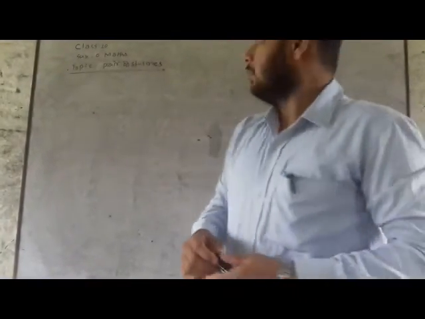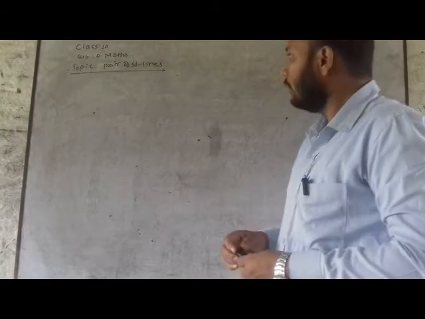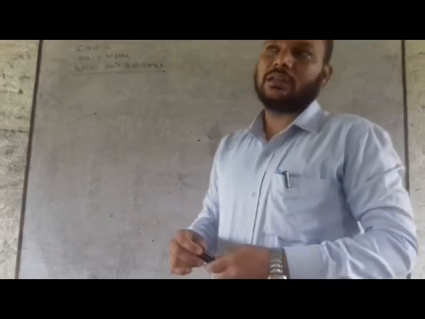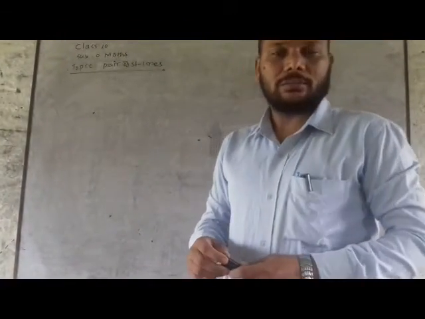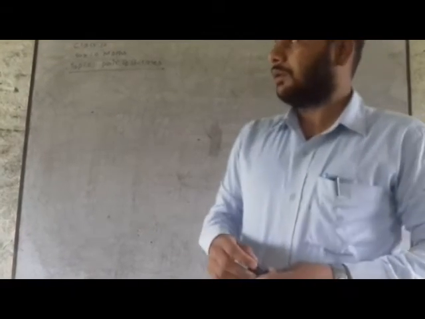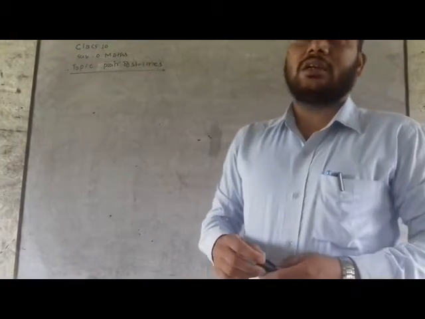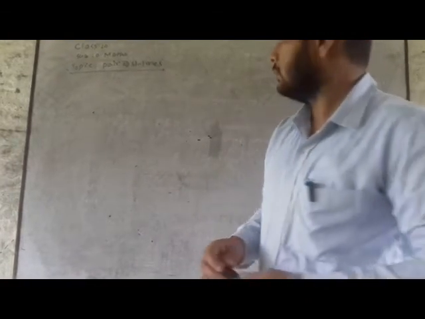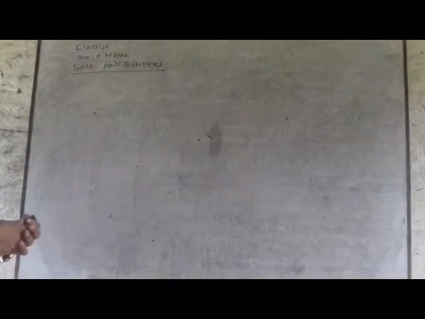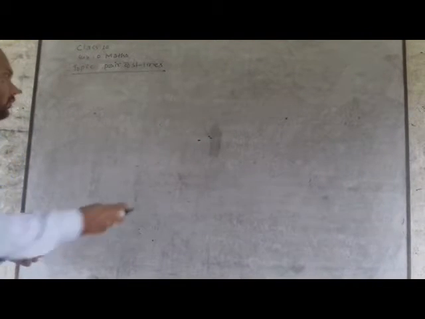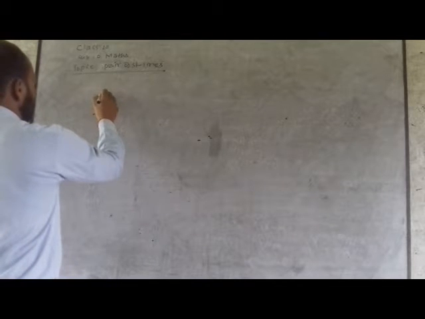Everyone. Yesterday we completed one theorem: the homogeneous equation of second degree in x and y represents a pair of straight lines passing through the origin. And from the related theorem I am going to ask one question, which was asked in group A.